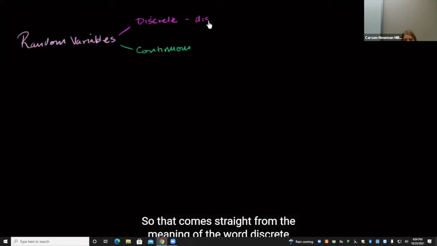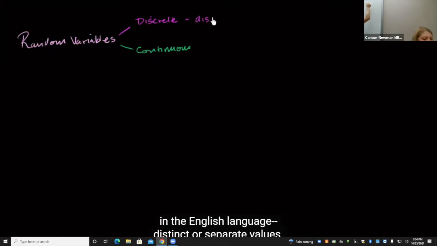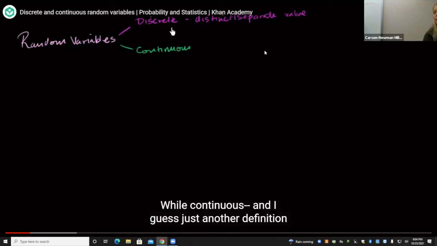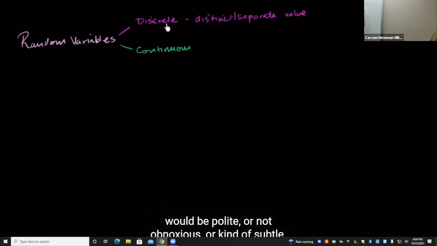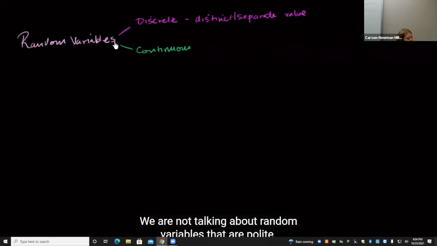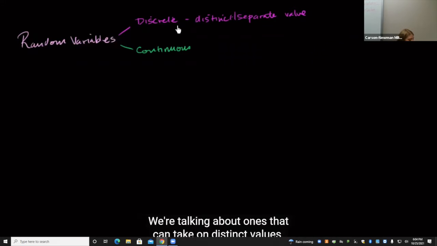So that comes straight from the meaning of the word discrete: distinct or separate values. There's just another definition for the word discrete, saying polite or not obnoxious, but that's not what we're talking about. We're not talking about random variables that are polite. We're talking about ones that can take on distinct values.